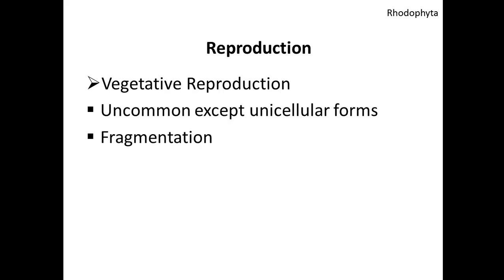Now, reproduction. Reproduction in Rhodophyta is again by three methods. One is vegetative, another is asexual reproduction, and third one is sexual reproduction. As far as vegetative reproduction is concerned, it is uncommon in red algae. Except few unicellular forms, it takes place by simple fragmentation. That means that the main plant breaks into parts or pieces and each part is capable of giving rise to new plant.